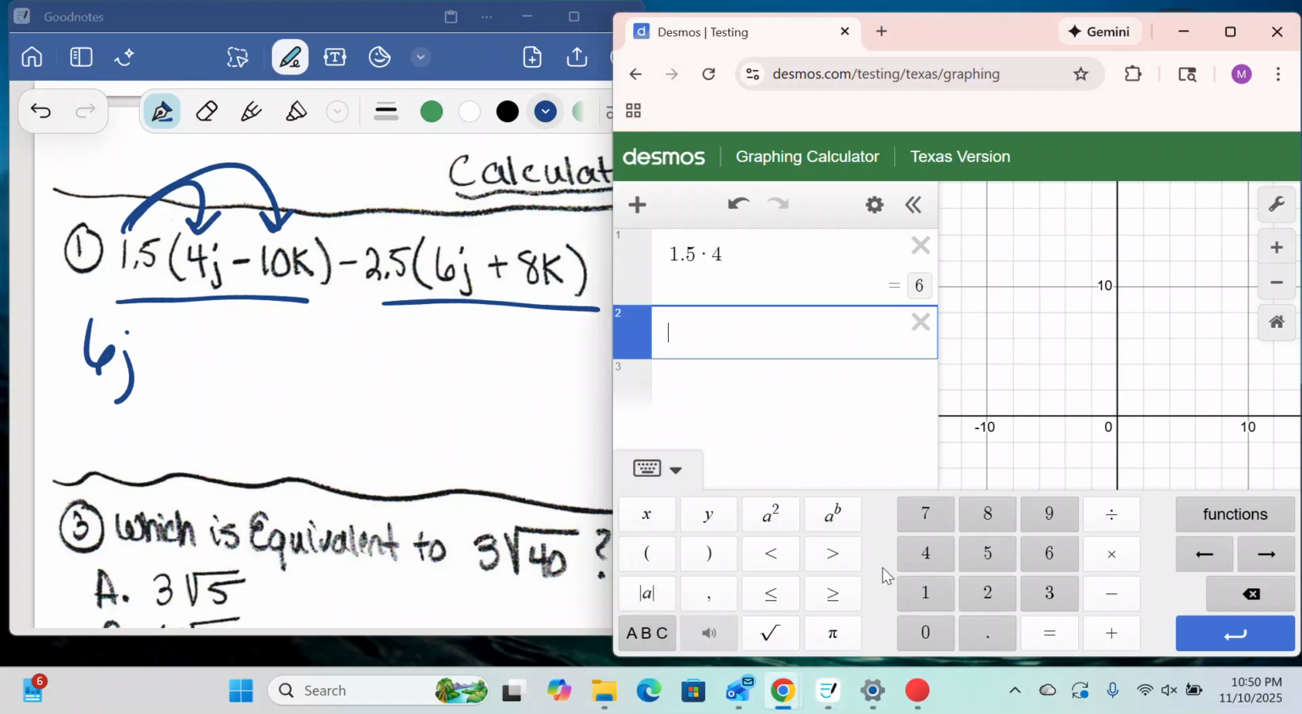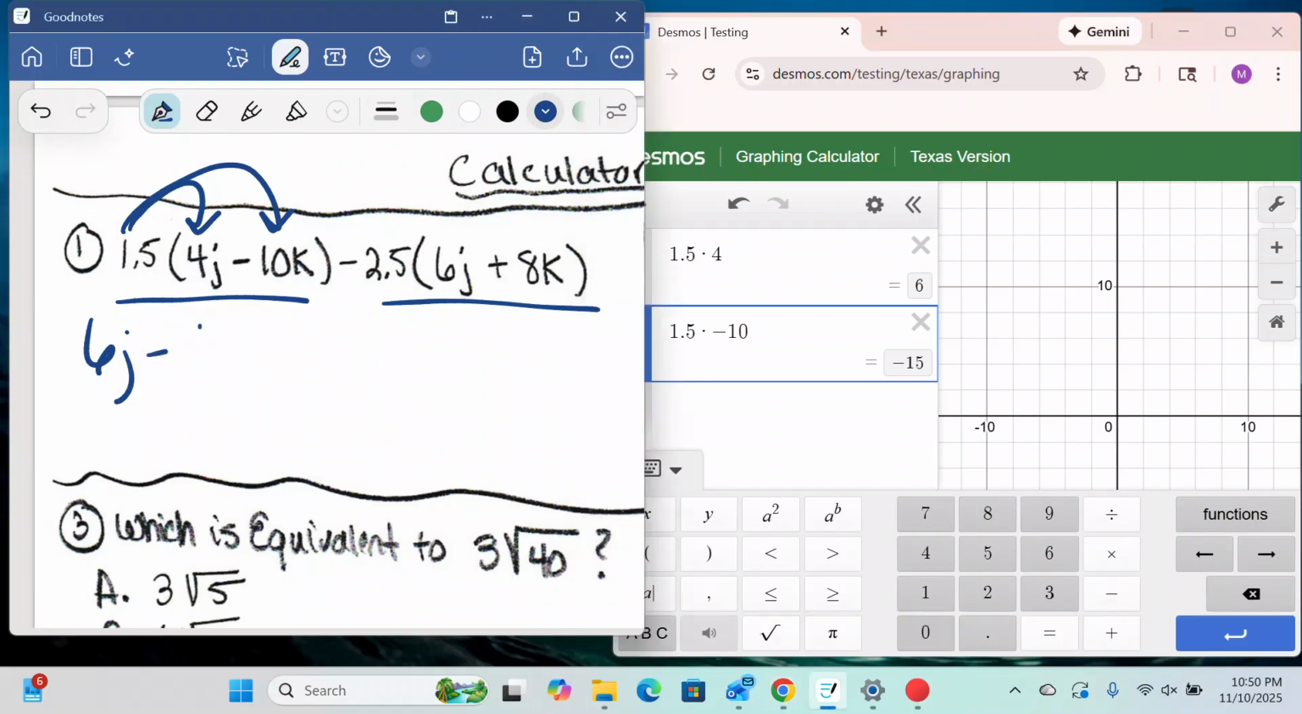Then I'm going to multiply, using Desmos, 1.5 times negative 10. You have to make sure you put the negative 10, because if not, it won't give you the correct answer. So the answer is 1.5 times negative 10, with k, is negative 15k. So that's all the distributive here.